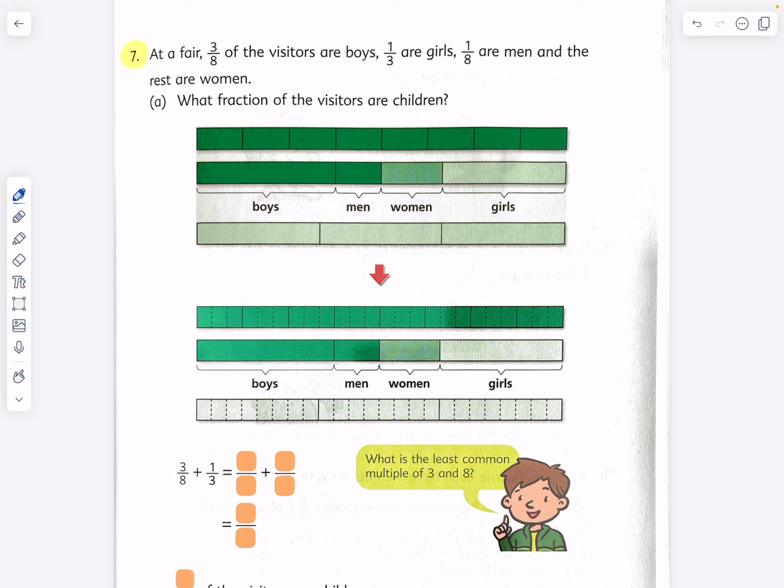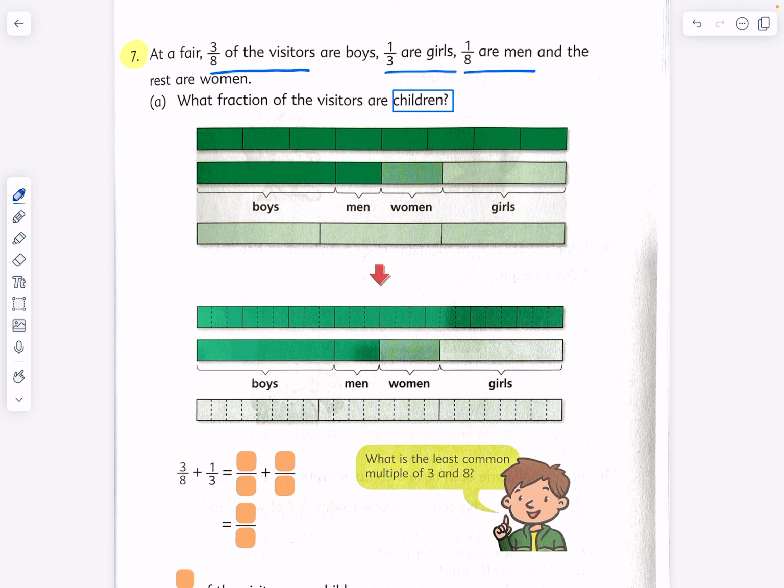At a fair, 3/8 of the visitors are boys, 1/3 are girls, and 1/8 are men. The rest are women. What fraction of the visitors are children? Well, they've already constructed a bar model for us, which you may or may not draw yourself, because this problem is pretty straightforward.